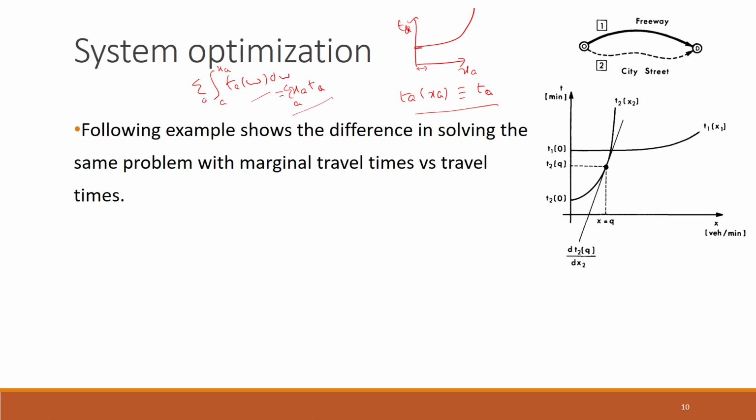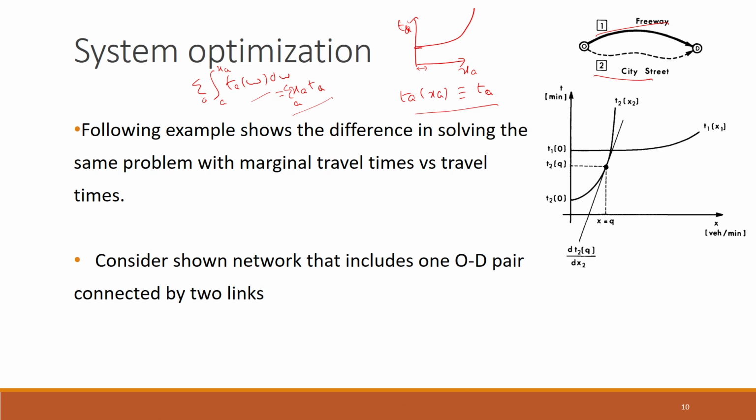So we have this very small network here from one origin to one destination, and there are two links. One is this link 1 and the other is this link 2. Okay, and these are the travel time functions that are given. For the first link, the travel time function is varying like this very slowly, whereas for the second link it is increasing very fast here.